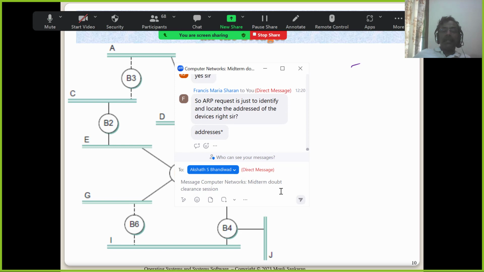So ARP request is just to identify and locate the addresses of the devices, right? Addresses means MAC addresses. Okay, be specific. Don't say address, because address can mean the postal address of the device where it is, RVU, Mysore Road, all that.